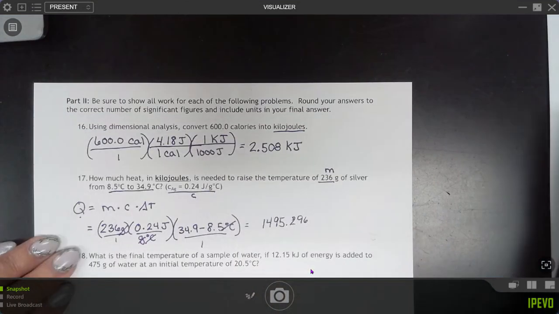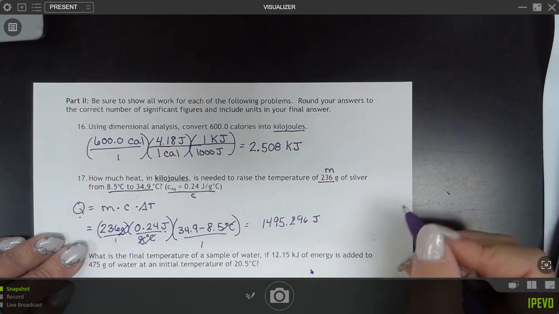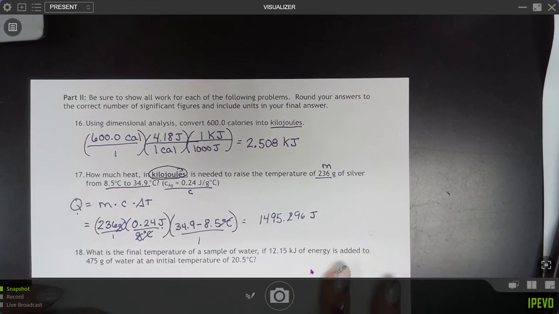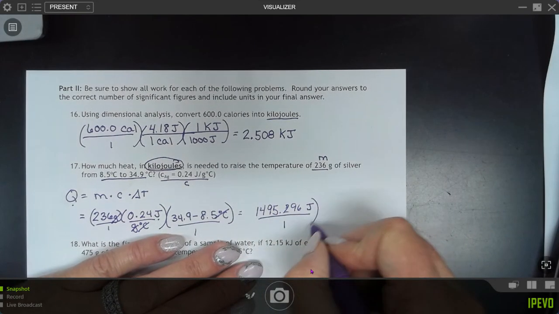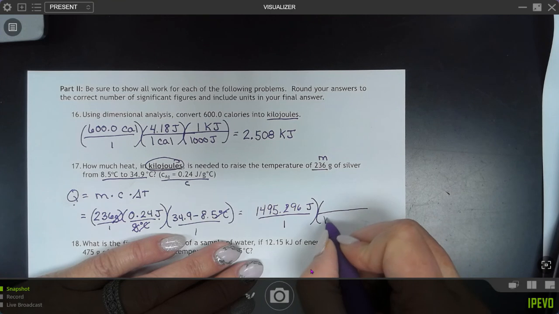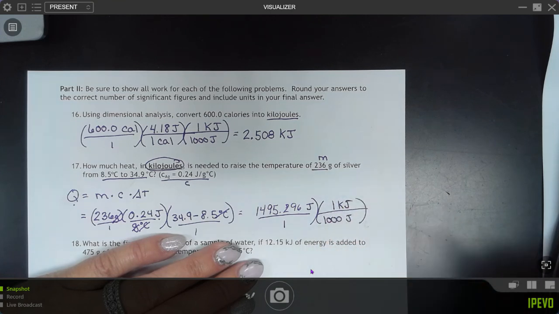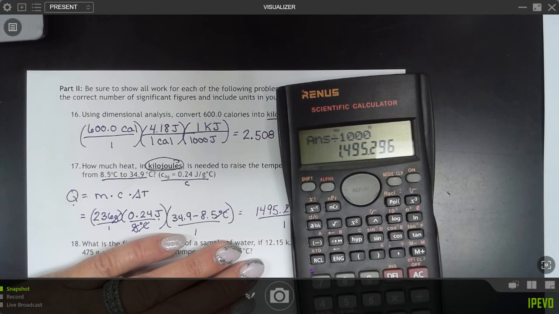1495.296. Notice what my units are. My units are joules. Look at what the question is asking. The question is asking you for kilojoules, okay? So I have one more conversion I need to do. 1,000 joules is 1 kilojoule, okay? So I'm going to divide my answer by 1,000.